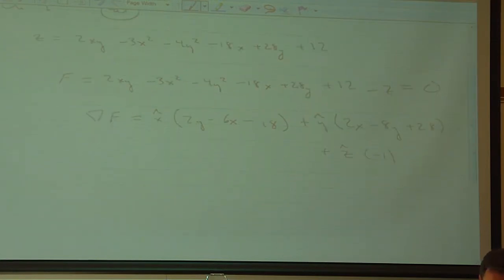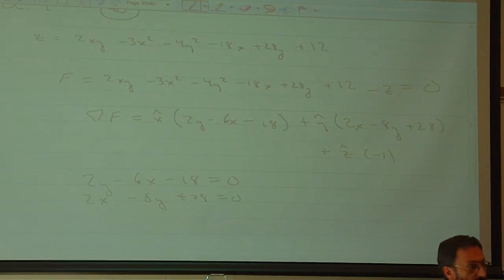So for the top of the hill, I would need 2y minus 6x minus 18 to be equal to 0, and 2x minus 8y plus 28 to be equal to 0. And the solution is, survey says, what's the solution? x is minus 2, y is 3. Okay, so, you know, algebra.